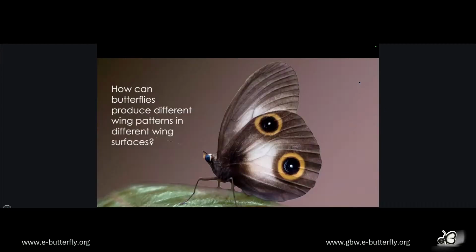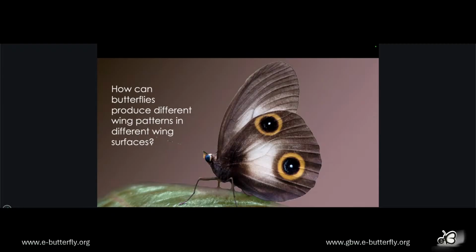So how can they do this? How can butterflies produce different wing patterns on different wing surfaces? So I'll enter now into the field of developmental biology to explain how we study these processes.